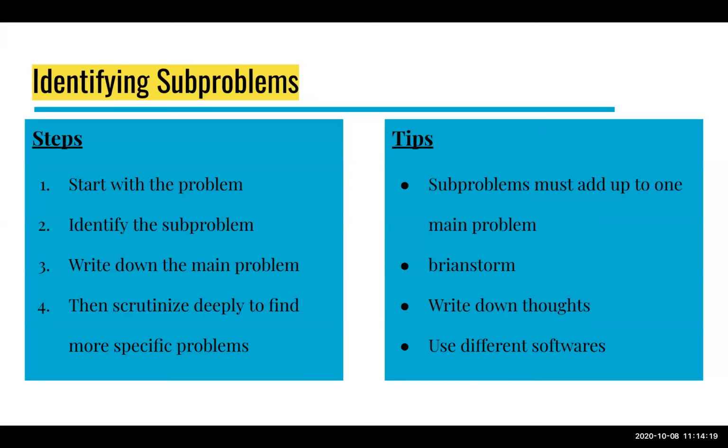Moving on is identifying subproblems. To identify subproblems, you must begin with the problem itself. Write down the main problem and then carefully scrutinize it to detect more specific problems, and that should be isolated for an in-depth study. All of the subproblems must add up to the total problem. You can use either paper and pencil or brainstorm using a software to help you identify your subproblems.